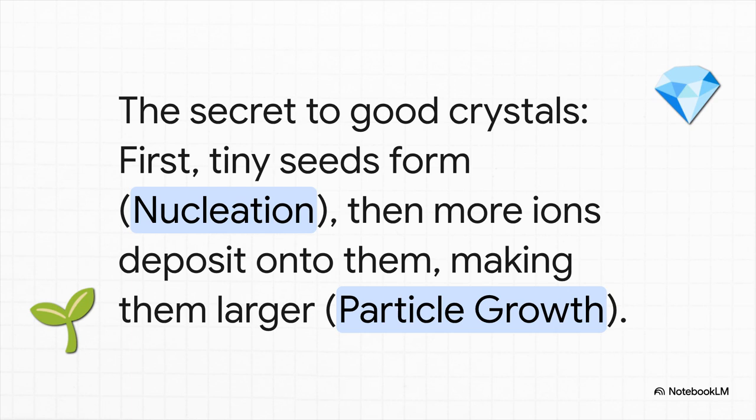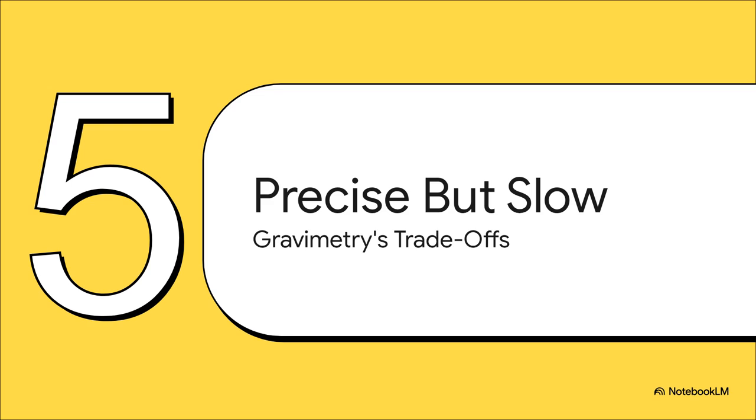So, how do you make sure you get those good, big crystals? Well, the whole process is kind of like a two-step dance. First, a few ions get together and form tiny little seed particles. That's called nucleation. Then, more and more ions from the solution start sticking onto those seeds, making the crystals get bigger and bigger. That's particle growth. The real secret is controlling the conditions so that you favor growth instead of just making tons of new tiny seeds.